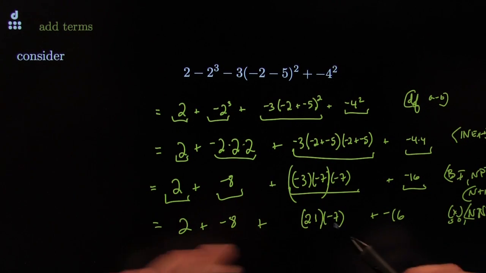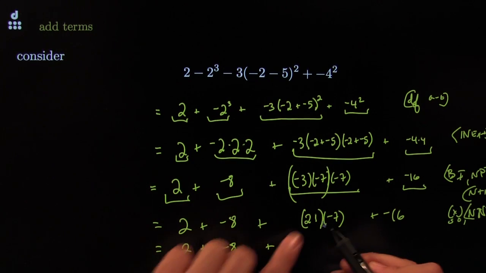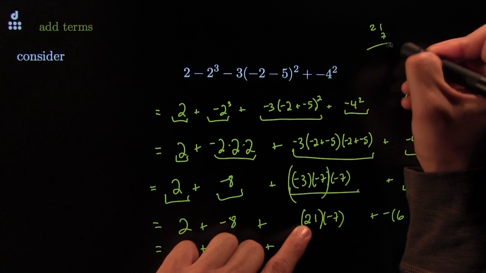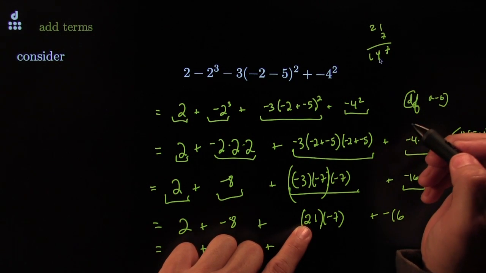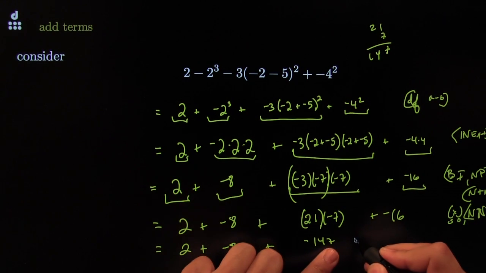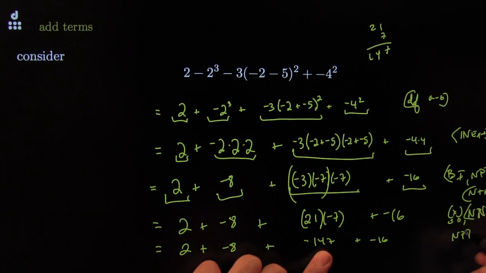And then I can maybe take it one step further. I have here 2 plus negative 8 plus, how much is this? Well, 7 times 20, that'd be 21 times 7. That's 7, 140. I'm thinking that's negative 147 plus negative 16. And that's by negative times positive theorem.